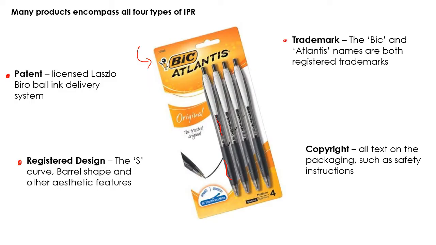They have then trademarked the logo and the name Bic and the name Atlantis. So those are both registered trademarks. And the last one, which might catch you out, is they've copyrighted all the text on the packaging. So think on the back, all of the safety instructions, all of the information on the back, that is all copyrighted. So here you can see this product uses all of the different types of intellectual property rights. So this is quite a good example.